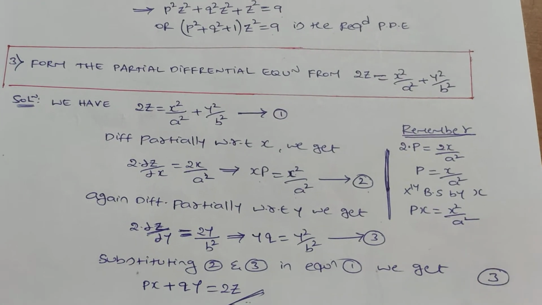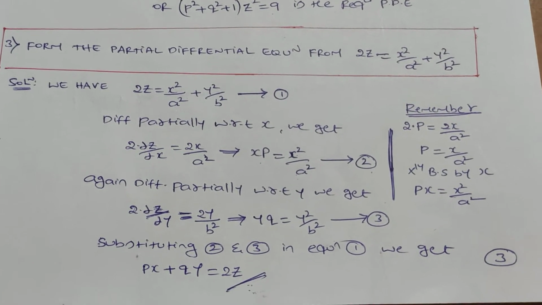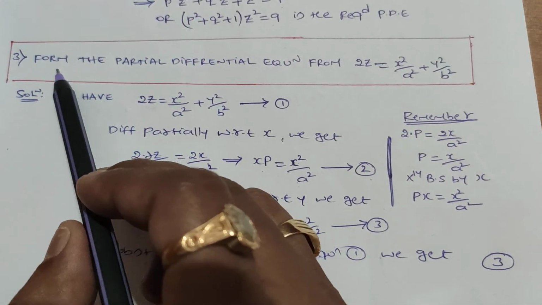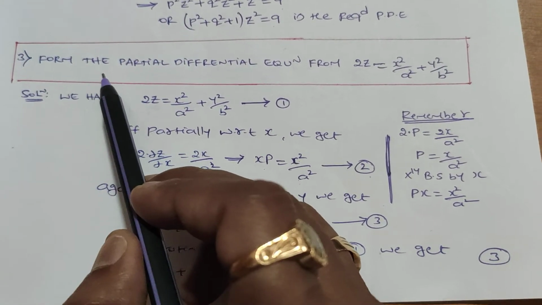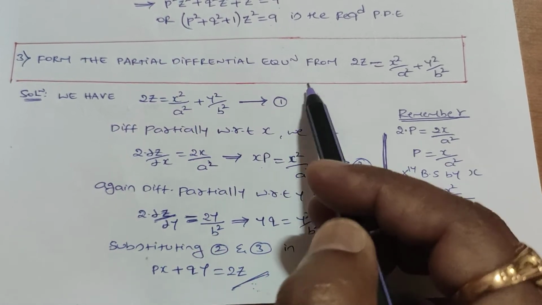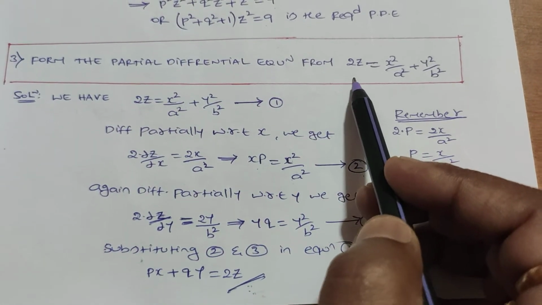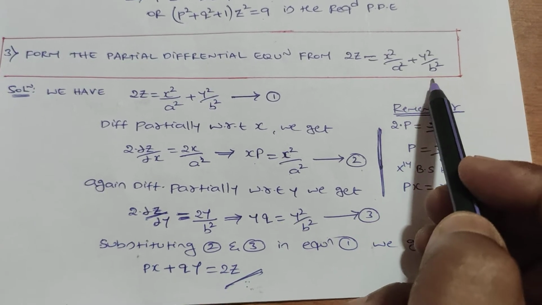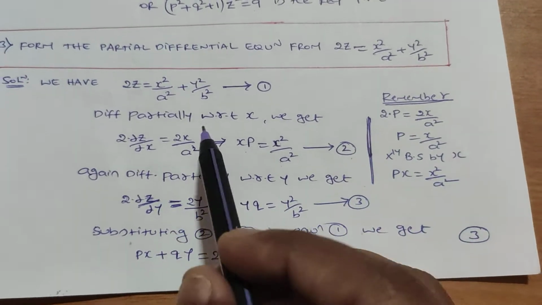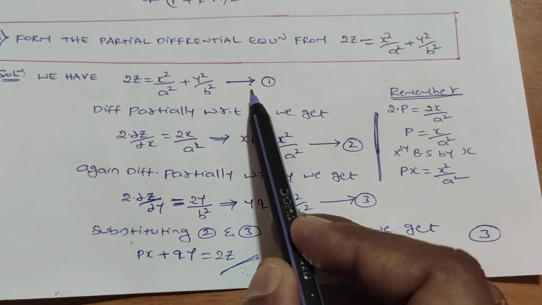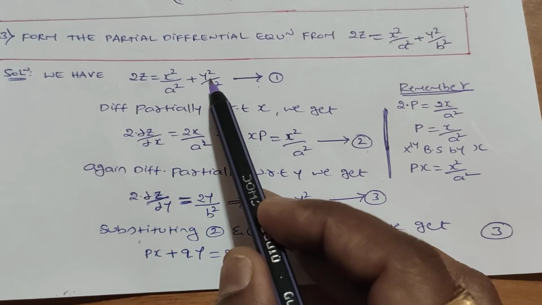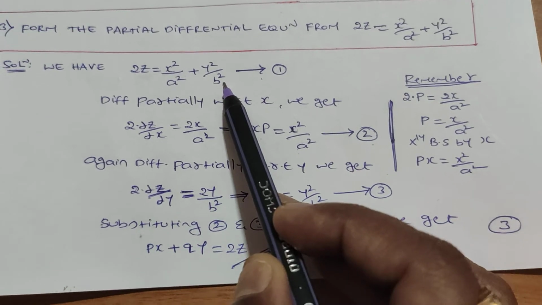Dear students, observe the third problem. Yesterday we discussed two problems. The problem is: form a partial differential equation from the given equation, 2z = x²/a² + y²/b². So consider the given equation, 2z = x²/a² + y²/b².